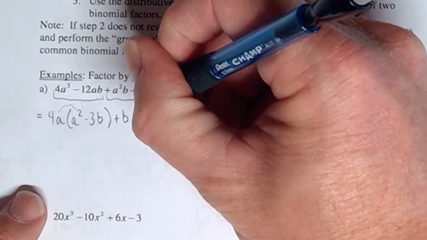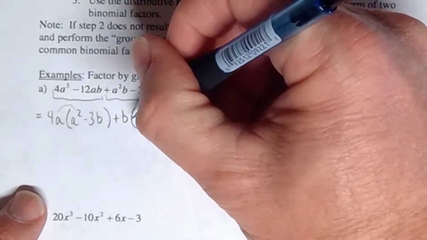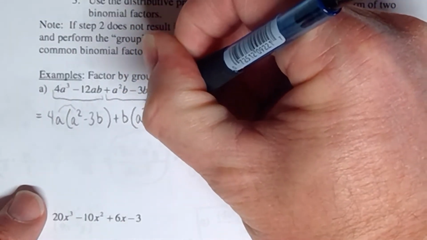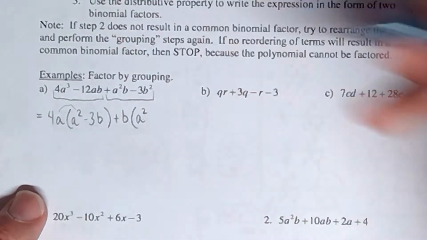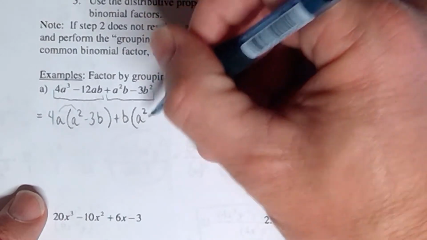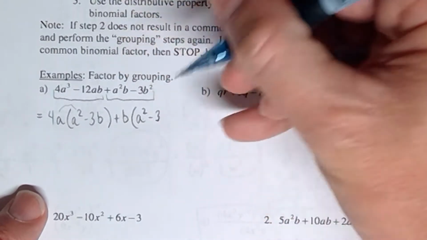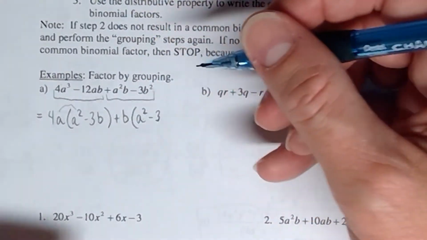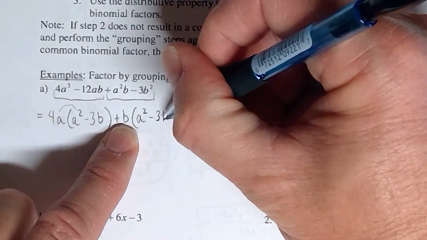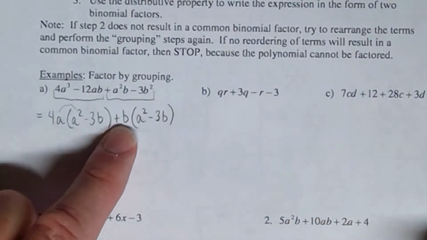All right, and then factor out positive b. What do you get? You would get a squared, because b times a squared is a squared b. And then since the coefficient's 1, the -3 is going to be here. 1 times -3 is -3. And then because this is b to the first, we need to have another b to the first, because 1 plus 1 would give you the b to the second.